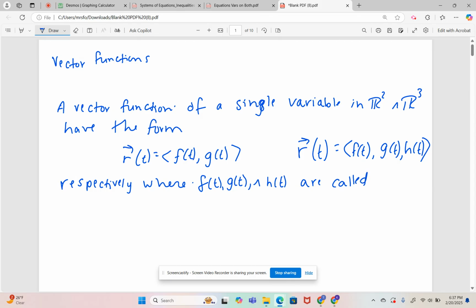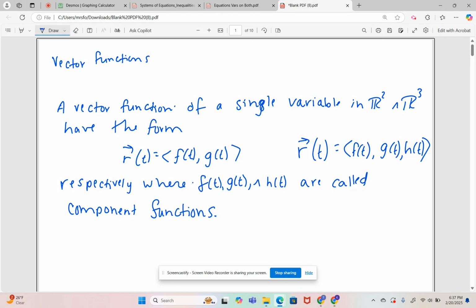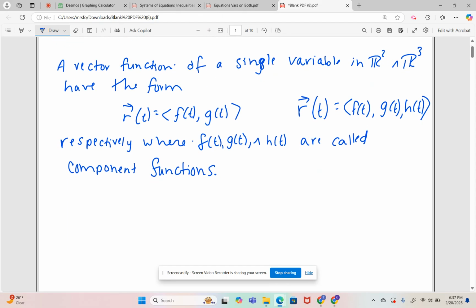They're called component functions because normally we call each of those pieces components. The main idea that we want to discuss in this section is the graphing and identifying the graph. Before we do that, let's look at a problem and talk about the domain.